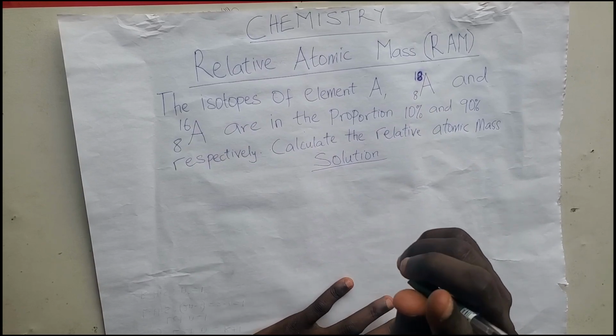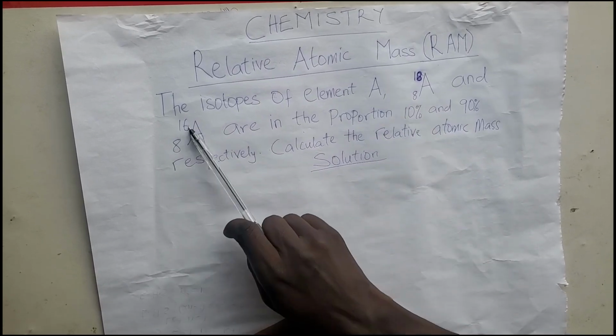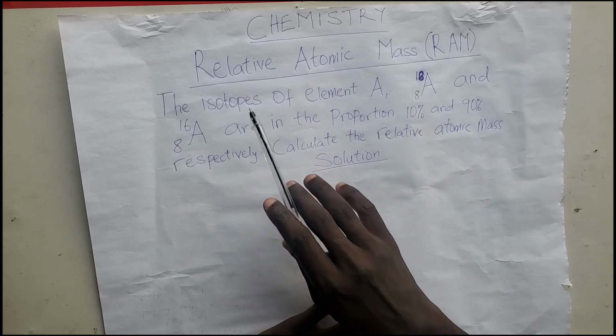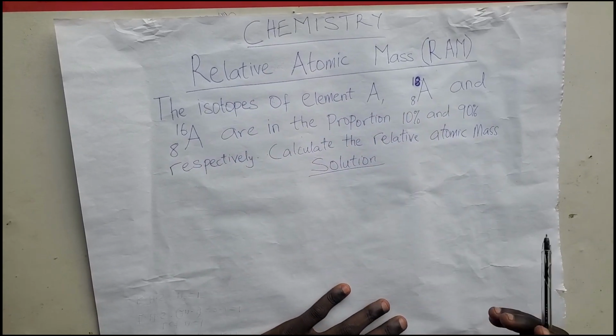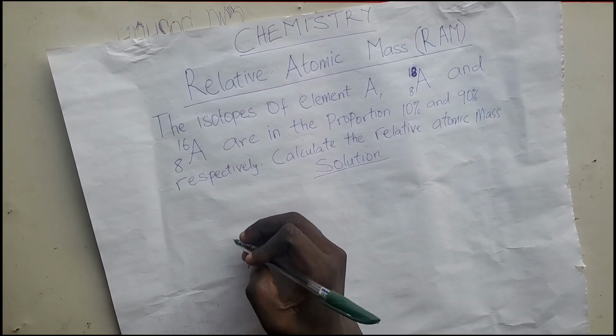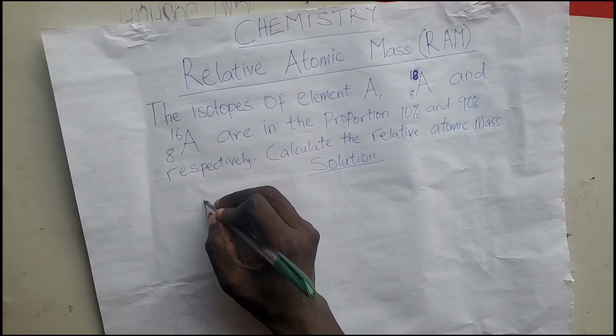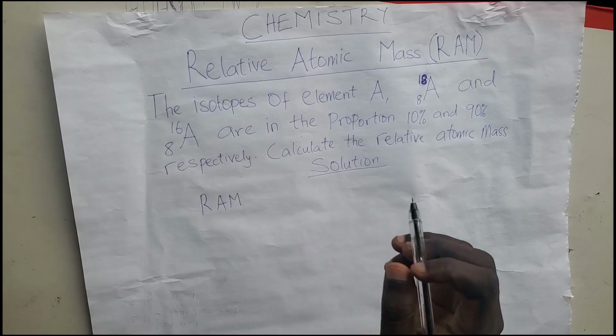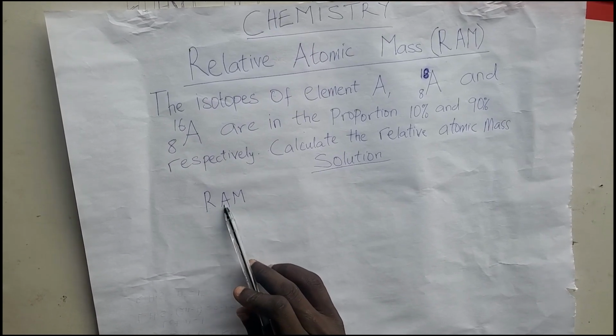Now we use relative atomic mass to calculate the average of the masses. That is, we need just a single mass to represent both of them. That is, we take the average of the two masses. That's what we use relative atomic mass for. And relative atomic mass has a formula. This simply means relative atomic mass.